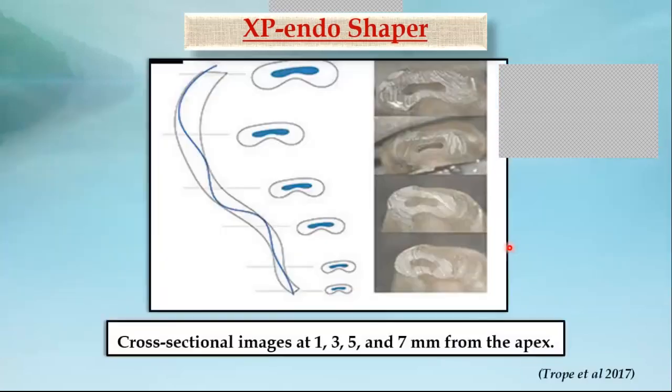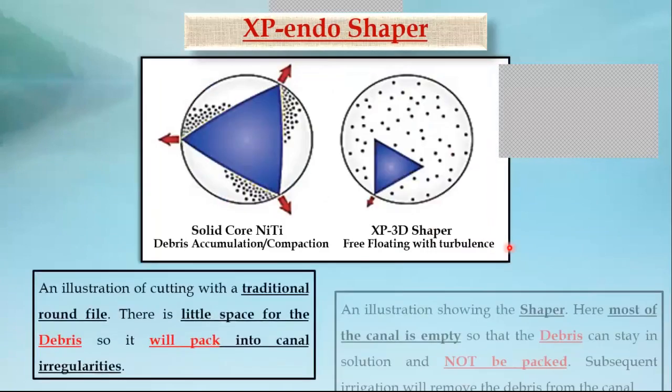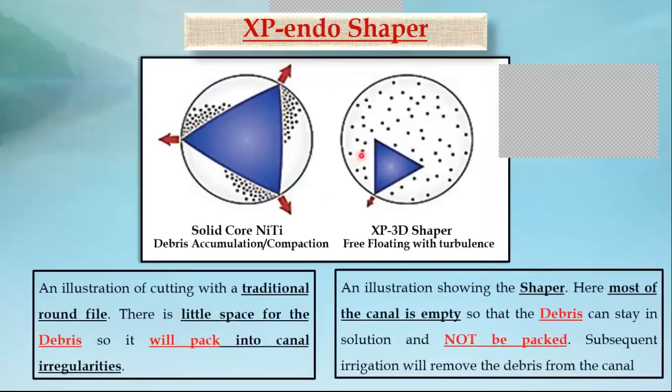Here are the cross-sectional images at 1, 3, 5, and 7 millimeters from the apex. We can see how clearly and safely the Shaper cleans and prepares the root canal while respecting the original root canal anatomy. It also creates a space inside the root canal that allows for the easy removal of the generated debris during preparation and prevents them from being packed inside the irregularities of the root canal.